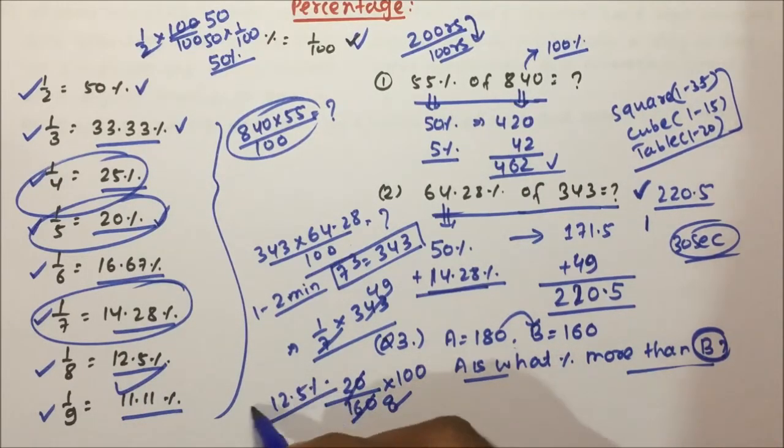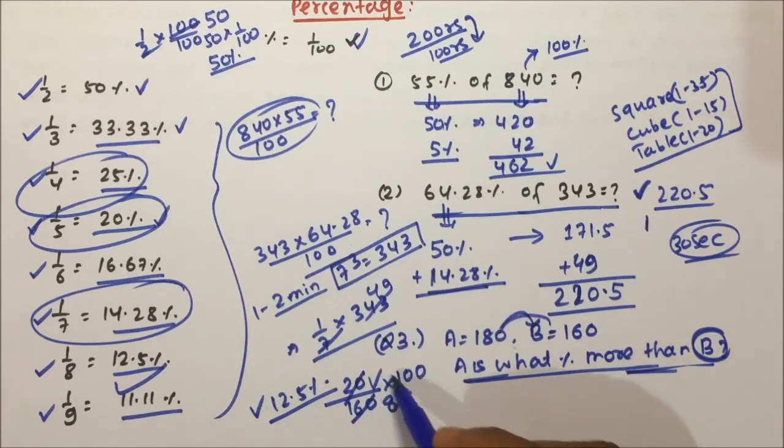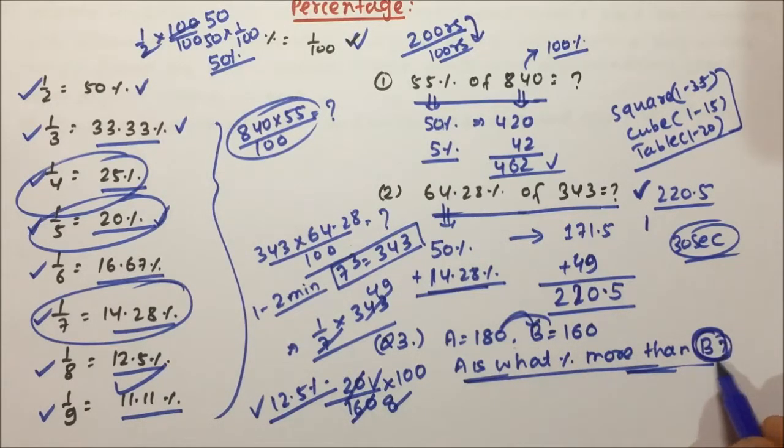So you can directly say 12.5% will be the answer. So friends, this is a very important concept. A is what percentage more than B. First you see A is what value more than B? 20. Now A is getting compared with what? B. So keep B down. So 20 by 160 into 100. So this will give you 12.5%. And this is one important concept in percentage.